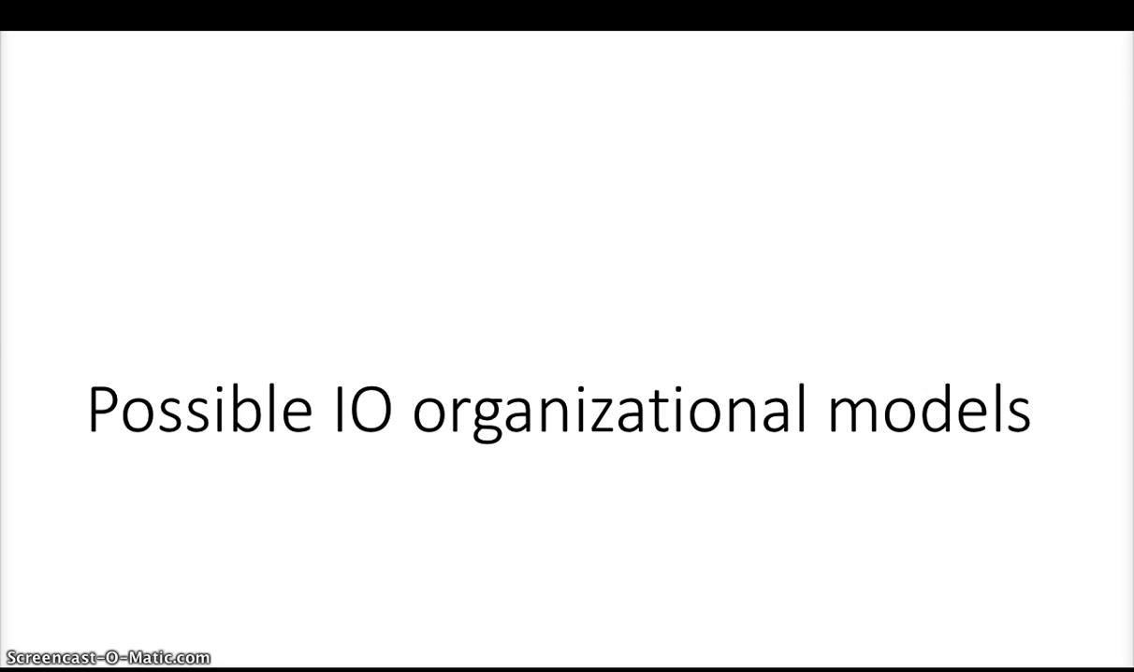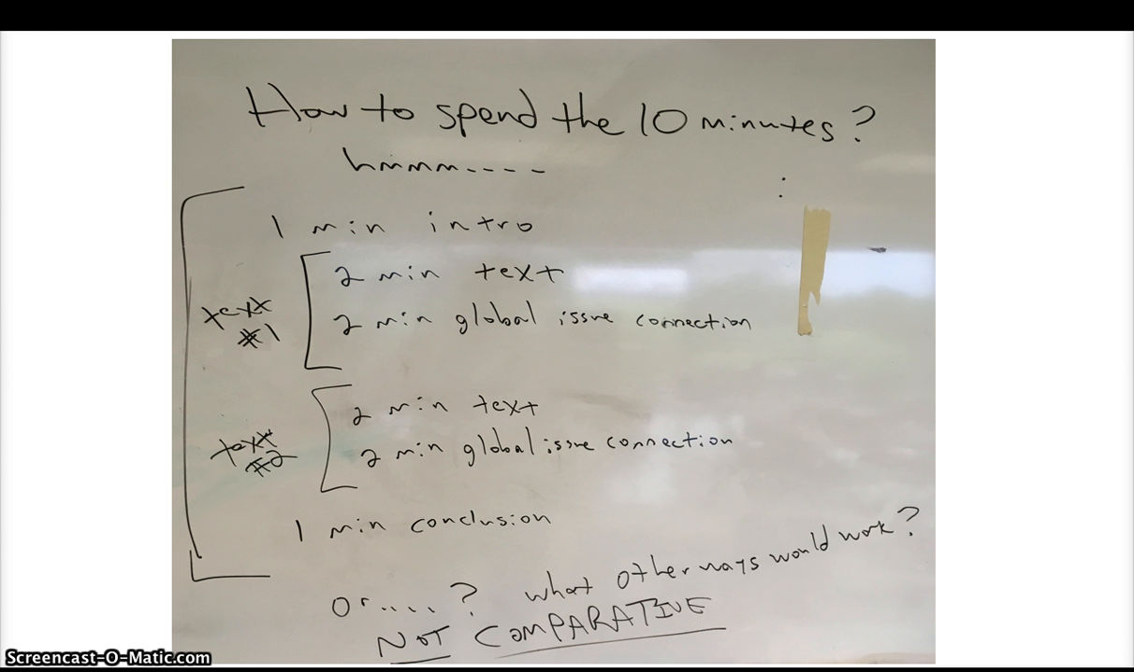Here's some possible individual oral organizational models. This model has you spending a minute on the intro, 2 minutes on the text, 2 minutes on global issue, 2 minutes on your first text, and then 2 minutes on the global issue connection in that text. Then it switches to the second text, 2 minutes about it, 2 minutes on the connection, and 1 minute of conclusion.